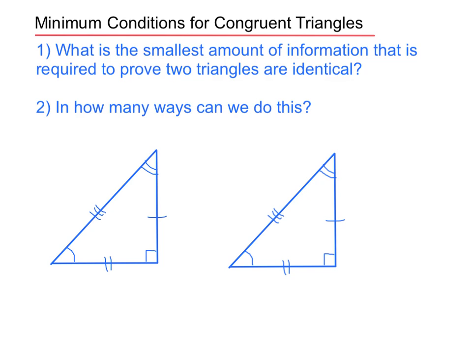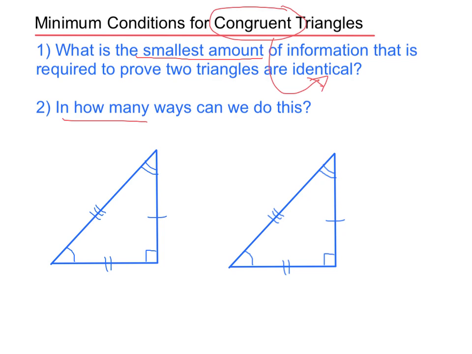This topic has been focused on proving congruent triangles. So we know that this word congruent means identical to. And what we want to have a look at today is what is the smallest amount of information that's required to prove that two triangles are completely identical? And how many of these proofs do we have available to us?